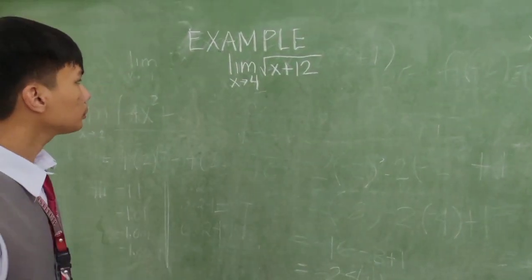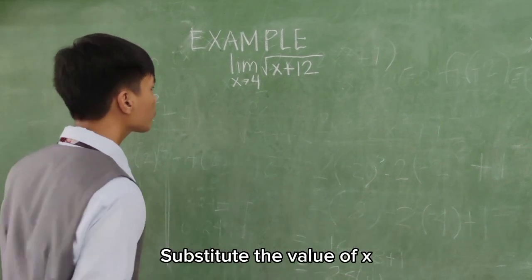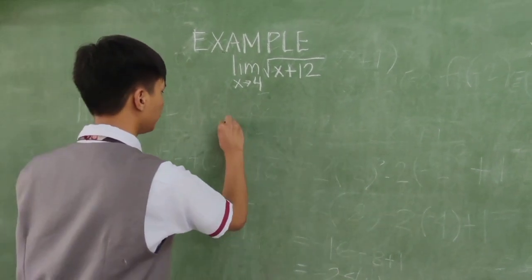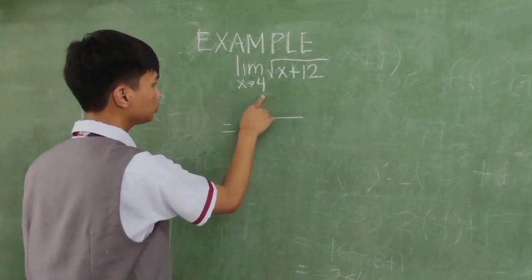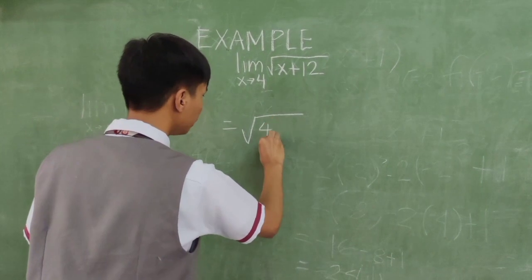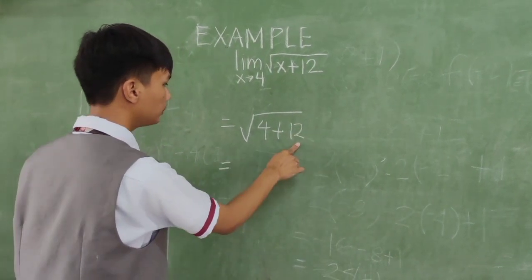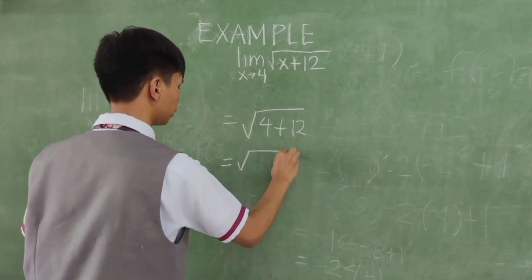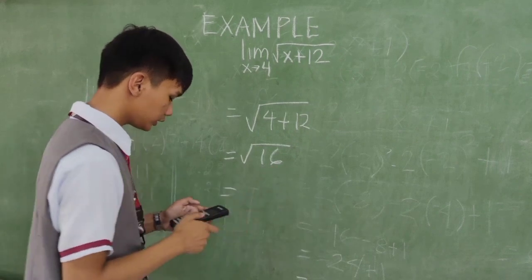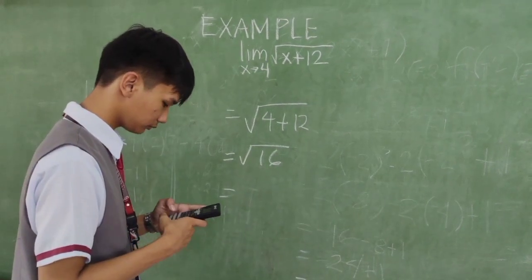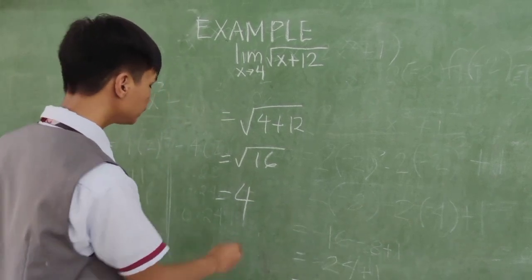Example, limit of square root of x plus 12 as x approaches 4. First, let us substitute the value of x, which is 4. 4 plus 12 is 16. Square root of 16. And the square root of 16 is 4. Then the answer is 4.